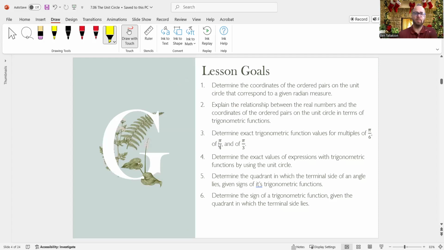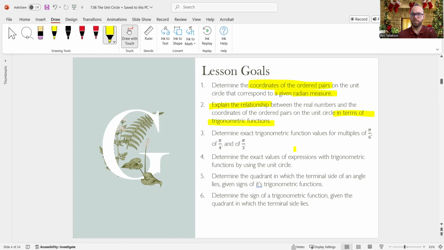Lesson goals, there are quite a few. I'm going to read through these, but just so you know, you've already done most of this in the past, whether it was in this unit or a geometry class. So determine the coordinates of the ordered pairs on the unit circle that correspond to a given radian measure. Explain the relationship between the real numbers and the coordinates of the ordered pairs on the unit circle in terms of trig functions.